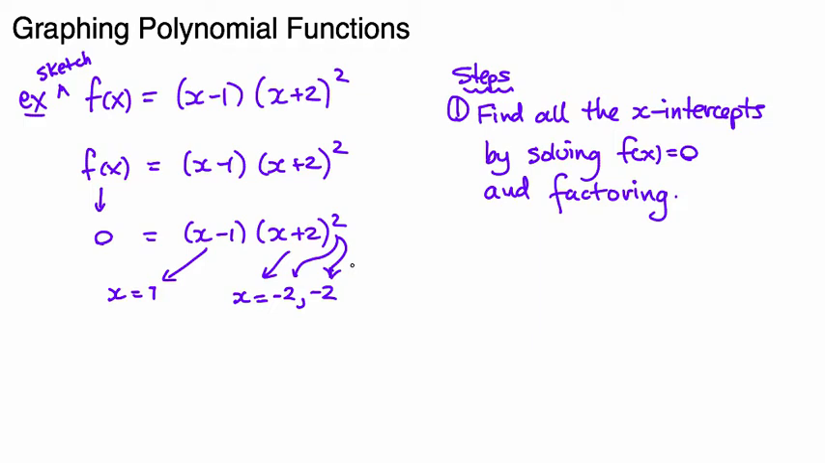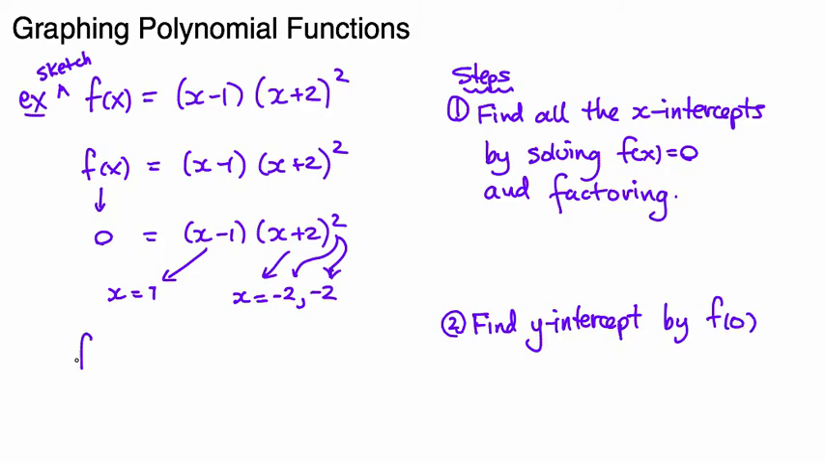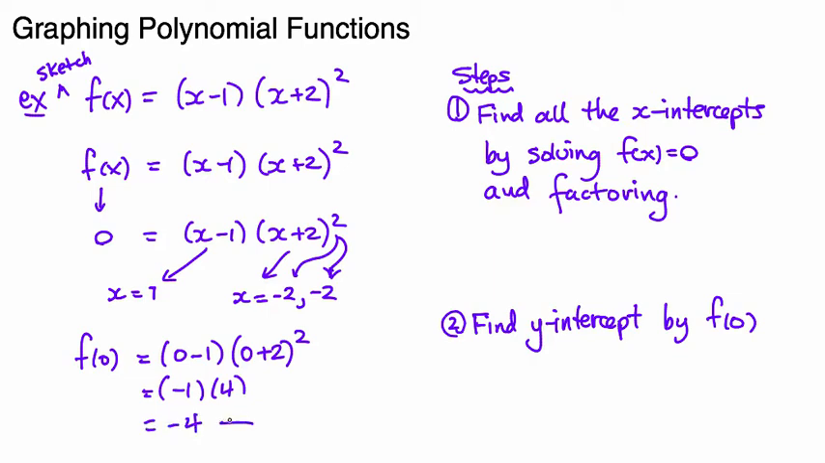Second step, find the y-intercept. And we do that by finding the value of the function when x is equal to 0. So our function when x is equal to 0 is (0 - 1)(0 + 2) squared. And so that's -1 times 4, which is -4. And so I now have a y-intercept. So I have my x-intercepts and I have my y-intercept.